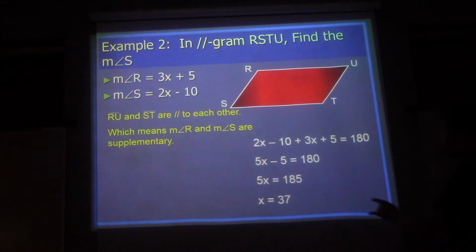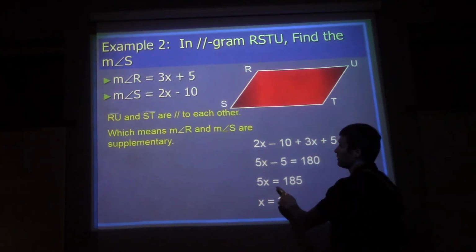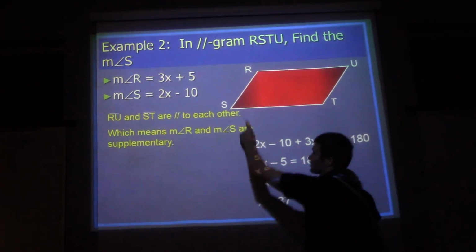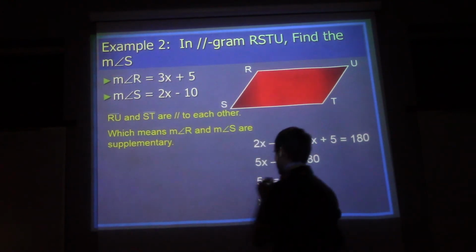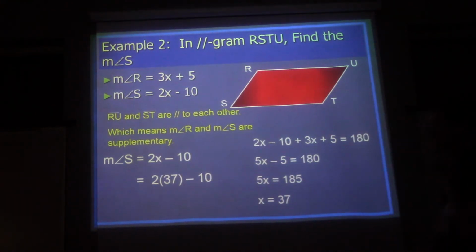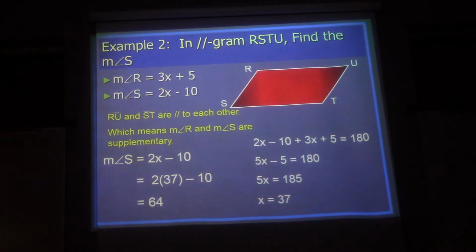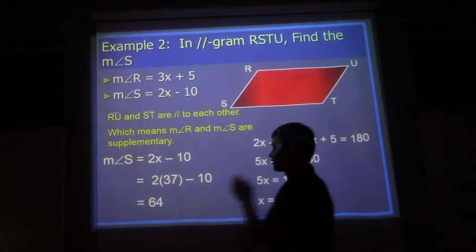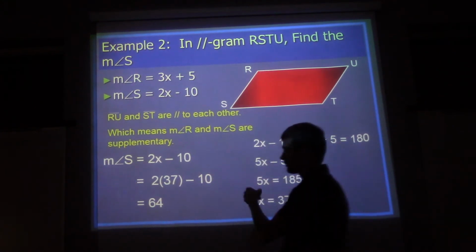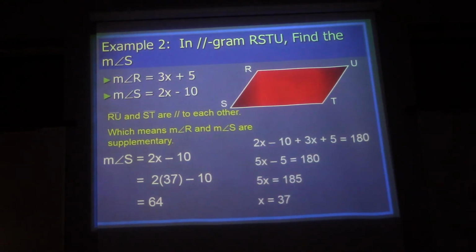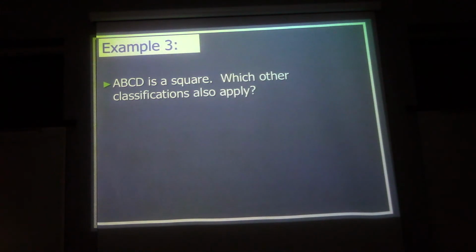So we want to find the measure of S, now that we found x. So we plug it in. 2 times 37 would be 74. Minus 10 gives you 64. So S is equal to 64.